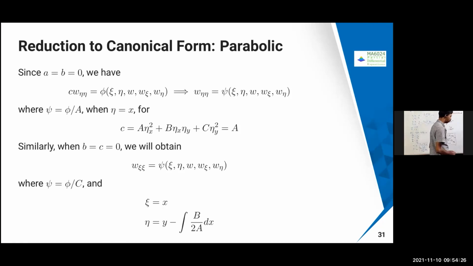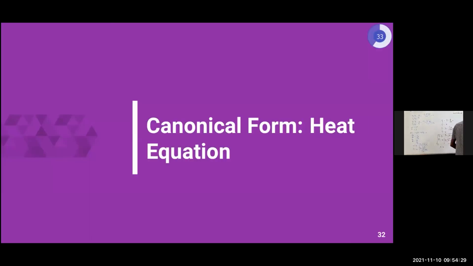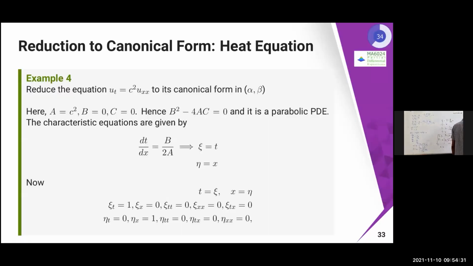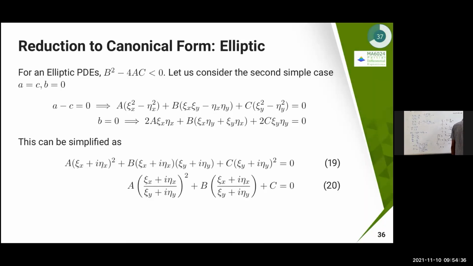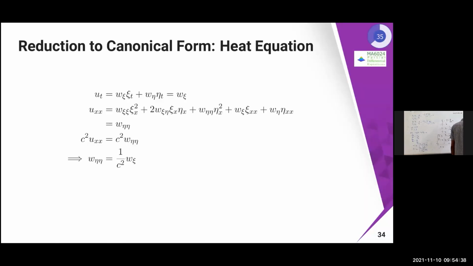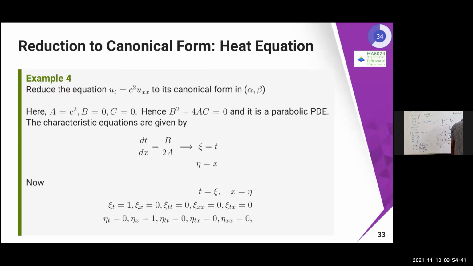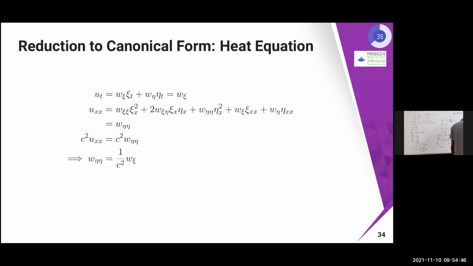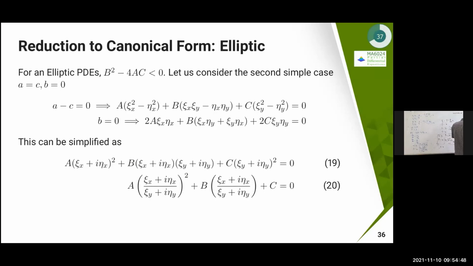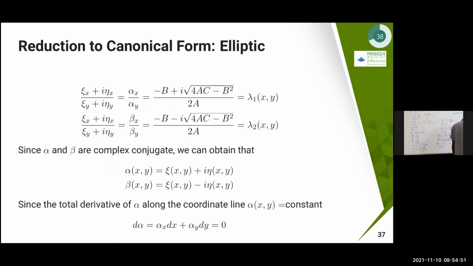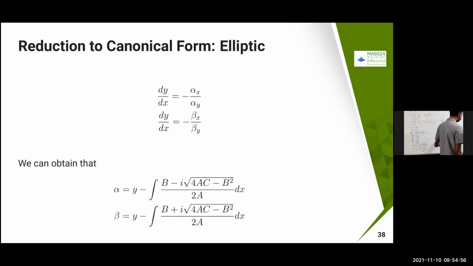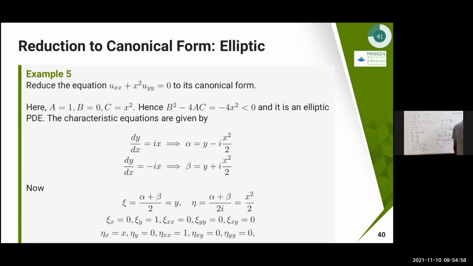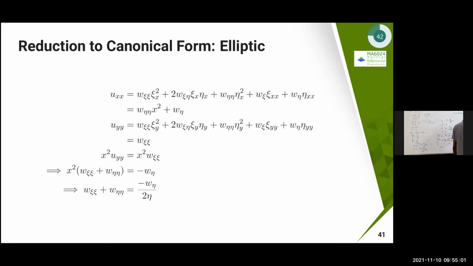With this, I will stop the parabolic case. There is a heat equation which we will solve in tomorrow's class, Friday, and we will go for the elliptic case also. It is almost similar to what we obtained in the parabolic case, where a equal to minus c. There it was chi x plus chi y, here it is chi x plus i eta x. Chi and eta you are going to take in a similar way. We will see this in the next class.